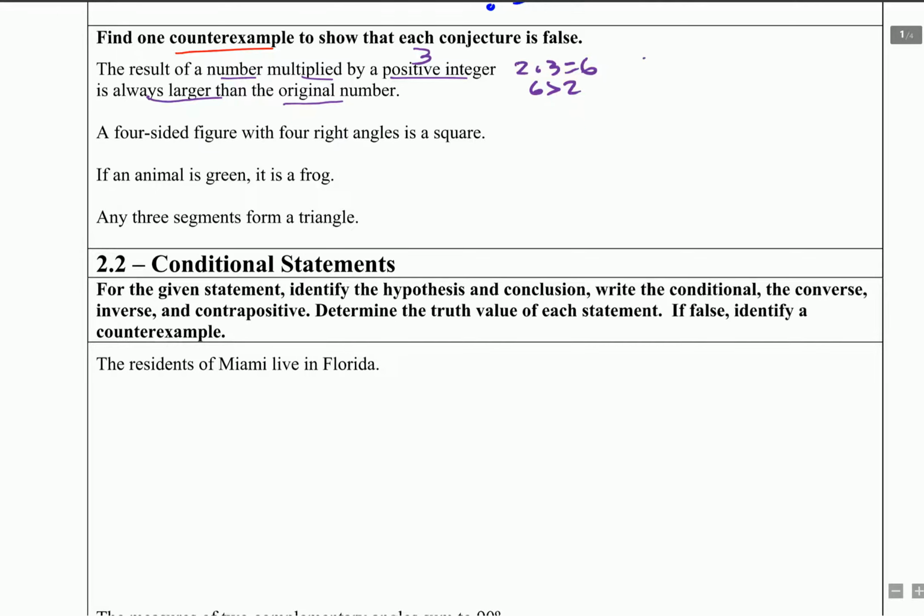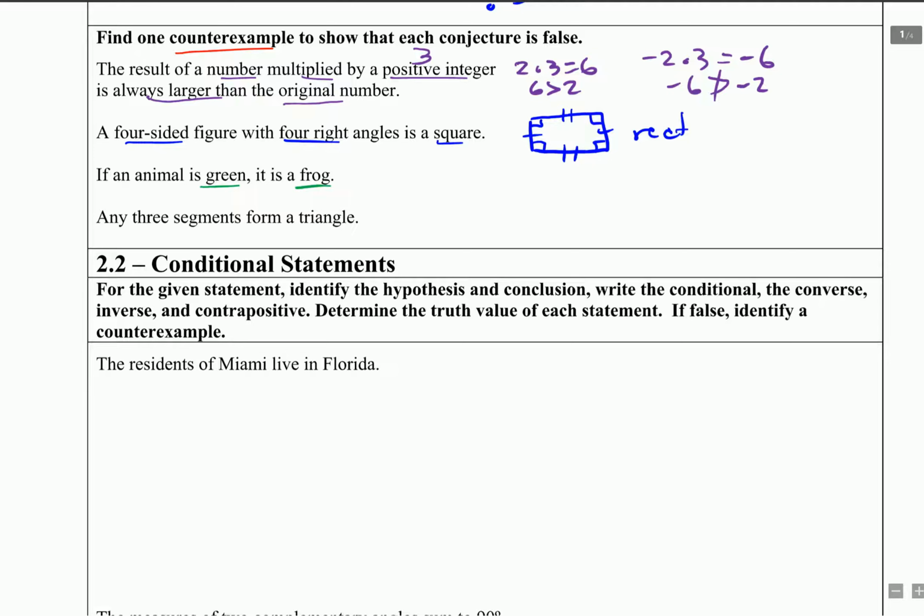But we can't forget about the negative numbers. Negative 2 times 3 equals a negative 6, and negative 6 is definitely not larger than negative 2. So there's our counterexample. A four-sided figure with 4 right angles is a square. Well, a square does have 4 sides and 4 right angles, but so does our good friend, the rectangle. Right? So, counterexample.